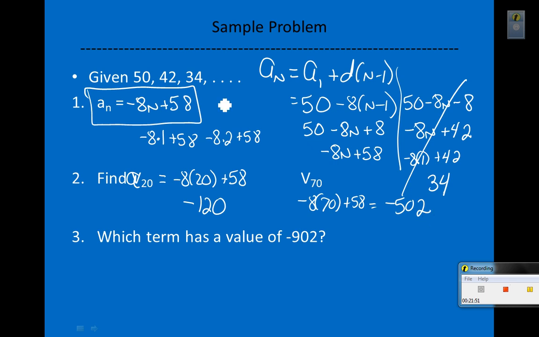So once you got this part, the rest just rolls. Which term has a value of negative 902? I'm going to go negative 902 equal negative 8n plus 58. Subtract away 58 from both sides and get negative 960 equal negative 8n. And once again, for about the third time today, I'm going to get the 120th term.